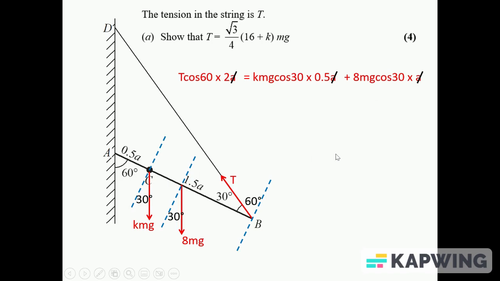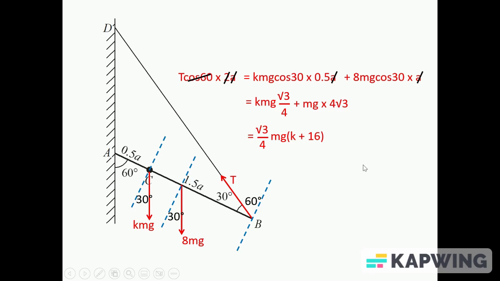I can cancel out all these a's. Cos 60 times 2 is just 1. So I've got T equals kmg cos 30 times 0.5. Cos 30 is root 3 over 2, times by half, root 3 over 4. Cos 30, root 3 over 2, times by 8 is 4 root 3. Then we can write that answer down now because I've taken a quarter, so root 3 over 4 mg out as a factor. So leaving k from the first term, and the 4, well, it's 16 over 4, which is where that 16 comes from.